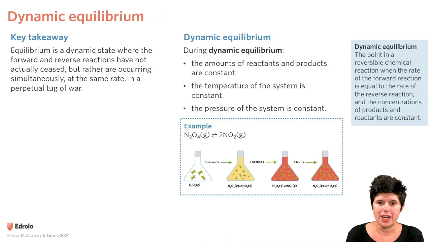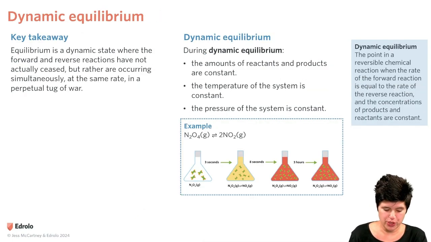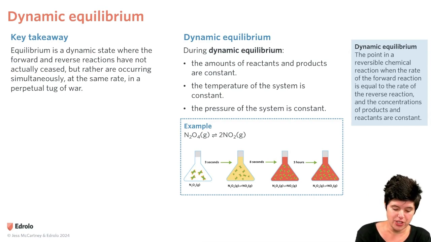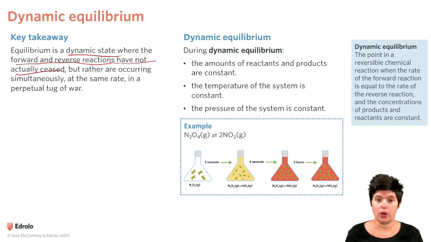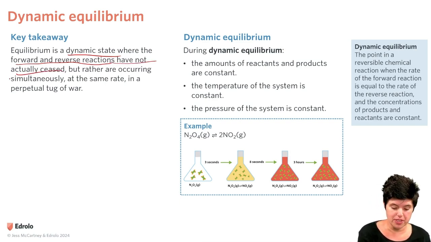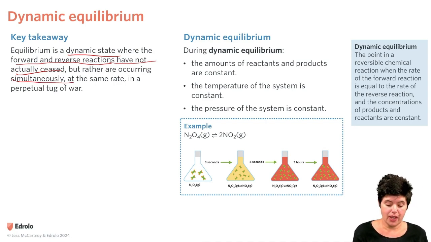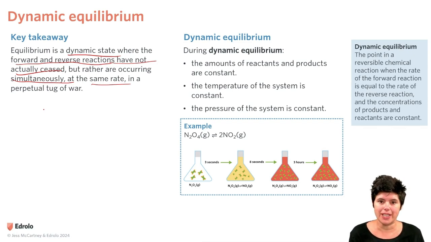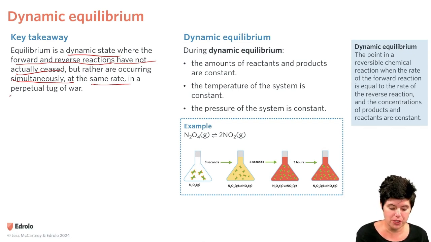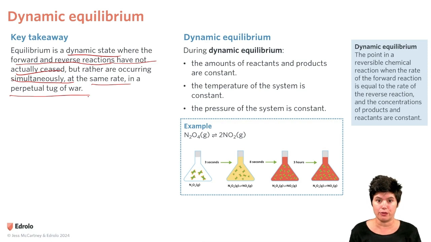So now we're going to talk about dynamic equilibrium again. When equilibrium is in its dynamic state, the forward and reverse reactions have not ceased, but are occurring simultaneously, at the same time and at the same rate. This means that the reactants and the products are in a perpetual tug of war, going back and forth, back and forth. Like the man on the escalator, who is continuously moving, that's what's happening in this dynamic equilibrium.